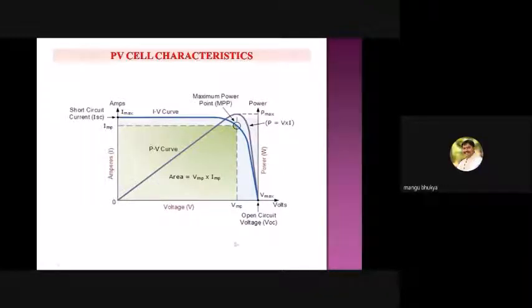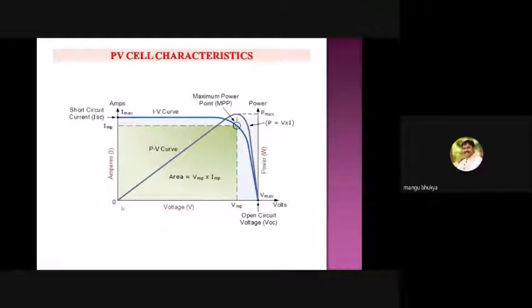See, all our MPPT algorithms are based on these characteristics only. If you understand these characteristics thoroughly, you can easily understand whatever algorithm is developed for tracking the maximum power. And one more thing, if you see this I-V characteristic, this is voltage and current.